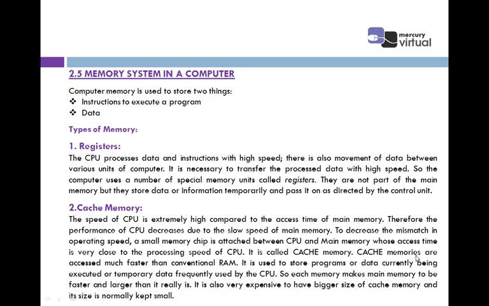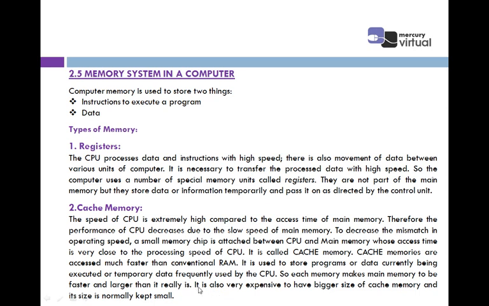So cache memories are accessed much faster than conventional RAM. RAM is basically the main memory that I discussed within 5 minutes. It is used to store programs or data currently being executed or frequently used by the CPU on a temporary basis. Cache memory is used for storing programs or data in an efficient manner but on a temporary basis. Data is stored for the time being, after some time data is lost. So cache memory makes main memory appear faster and larger than it really is.